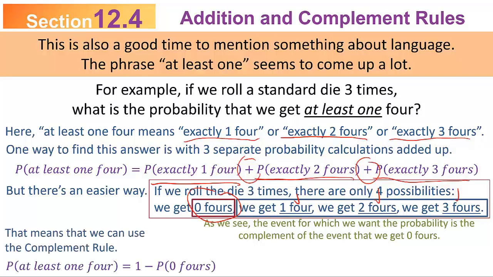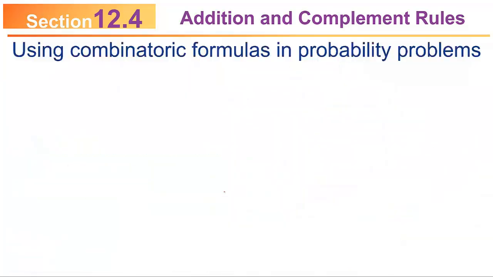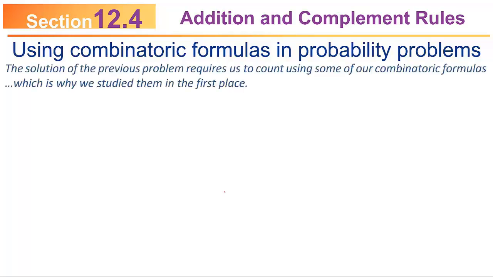The complement rule says the probability of getting at least 1 4 is 1 minus the probability of getting no 4s, because getting no 4s is the complementary event of getting at least 1 4. And getting no 4s is a much easier probability calculation. So how do we calculate the probability of getting no 4s? This comes back to the stuff we talked about earlier. Remember when we started studying this, I asked you if you know how to count. The solution of that problem requires us to count using some of our combinatoric formulas, and that's why we studied them, so we could use them.